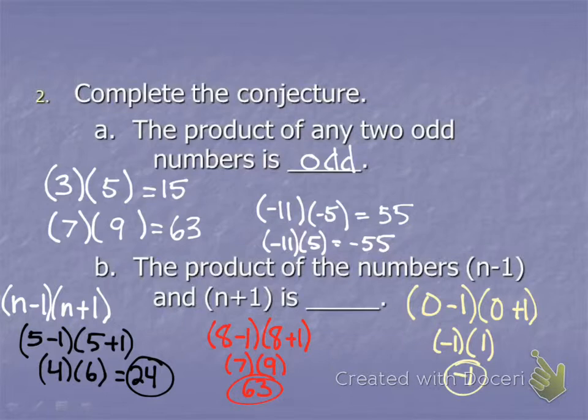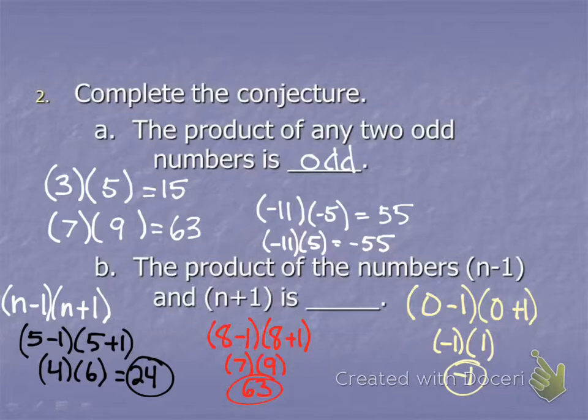So I have an even number when I plug 5 in, I have an odd number when I plug 8 in, and I have a negative number when I plug 0 in. So I'm not noticing a pattern right away. They all seem unrelated, to be honest.